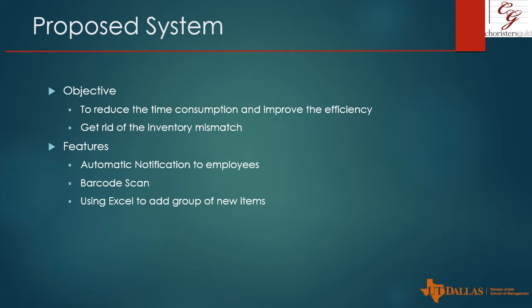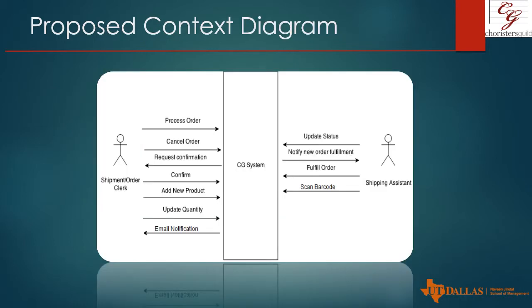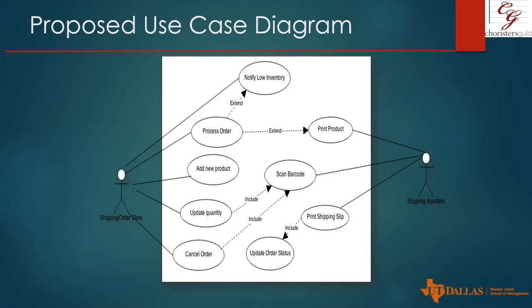Now, Yang will talk a bit about the UML diagrams. In the proposed context diagram, our team members made some changes to the current system. We update inventory notification to notify new order fulfilled and update inventory status as well. The procedures are completed by the shipping assistant. In the proposed use case diagram, which explains the changes in more detail, for example, the inventory will update quantity and also cancel customers' orders through new functions, such as the scan barcode function.